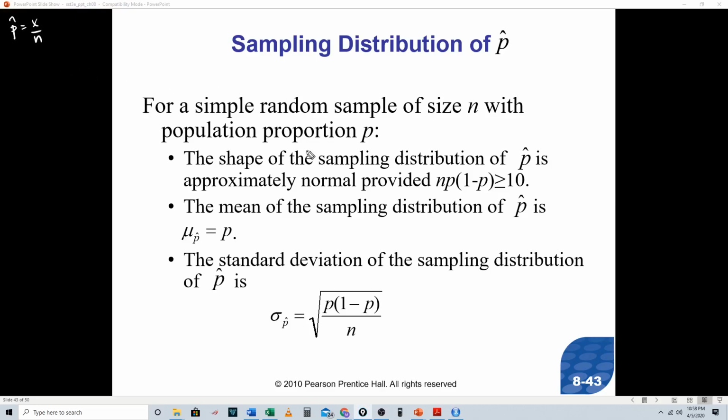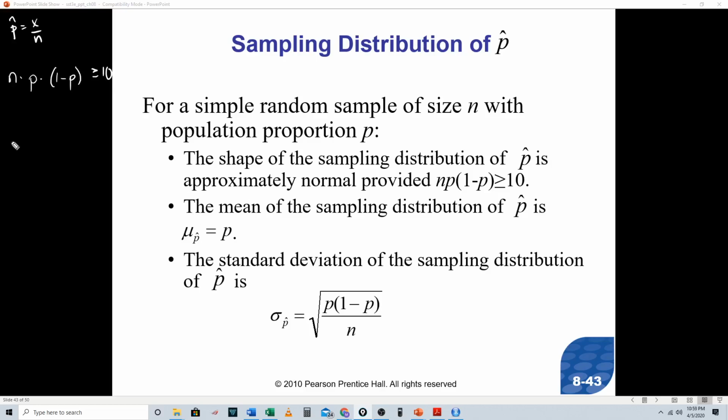Right? Here, this must be true in order for your distribution, and you might be asked to determine whether you have adequate information for a sampling distribution. You have to be able to prove this is true, which is your sample size times the proportion times 1 minus the proportion. That has to be greater than or equal to 10 for it to be an adequate sampling distribution.